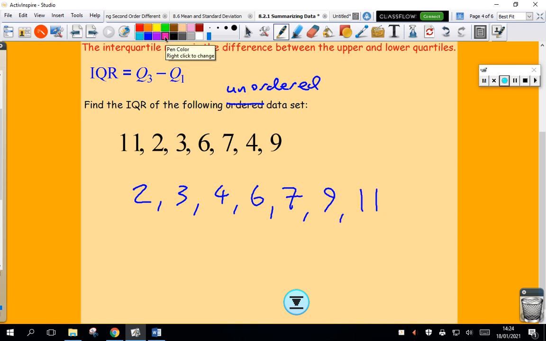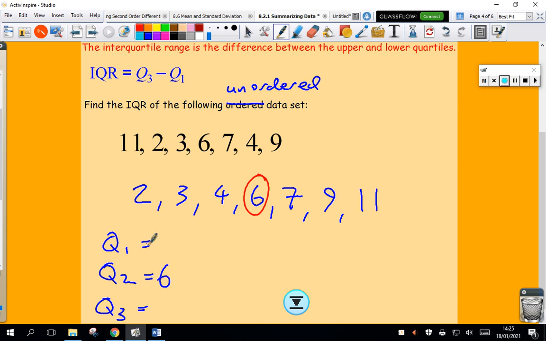Find the 3 quartiles, Q1, Q2, Q3. Q2 is the median, the second quartile, which in this case there are 7 values in my list, so there's my median. So Q2, my median value here is 6.